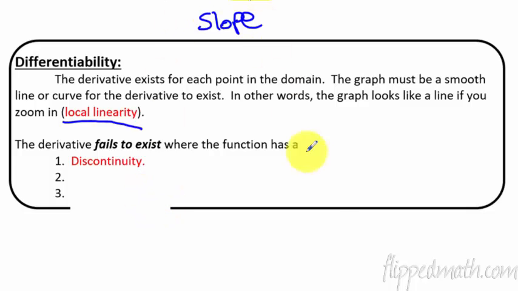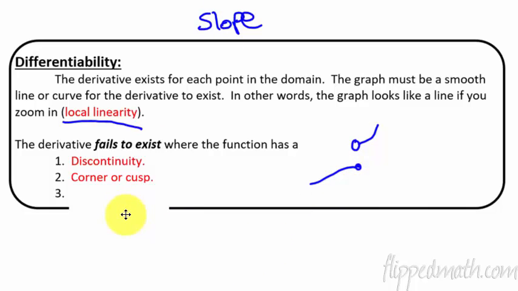So if the graph just doesn't exist, whether it's a jump, a hole, a vertical asymptote, anything like that, if the graph stops, then obviously you can't take the derivative of a point right there when there's no graph and it doesn't exist.